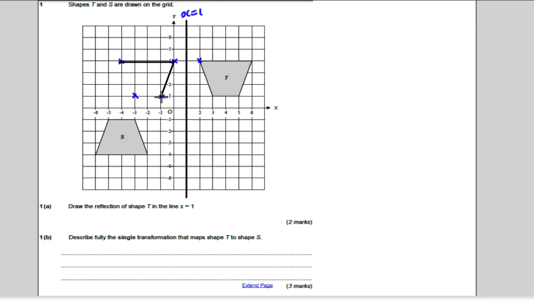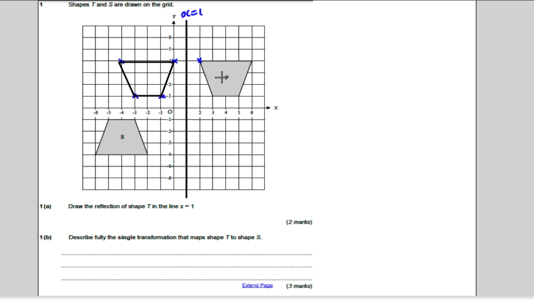You should fill it in neatly with a pencil and ruler, and that is the reflection in the line x = 1. Now describe fully the single transformation that maps T onto the shape S.